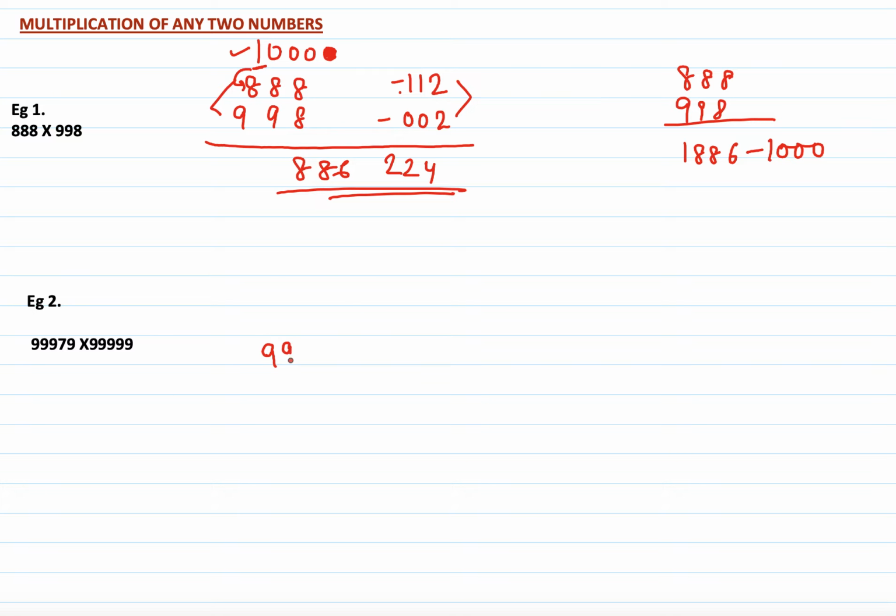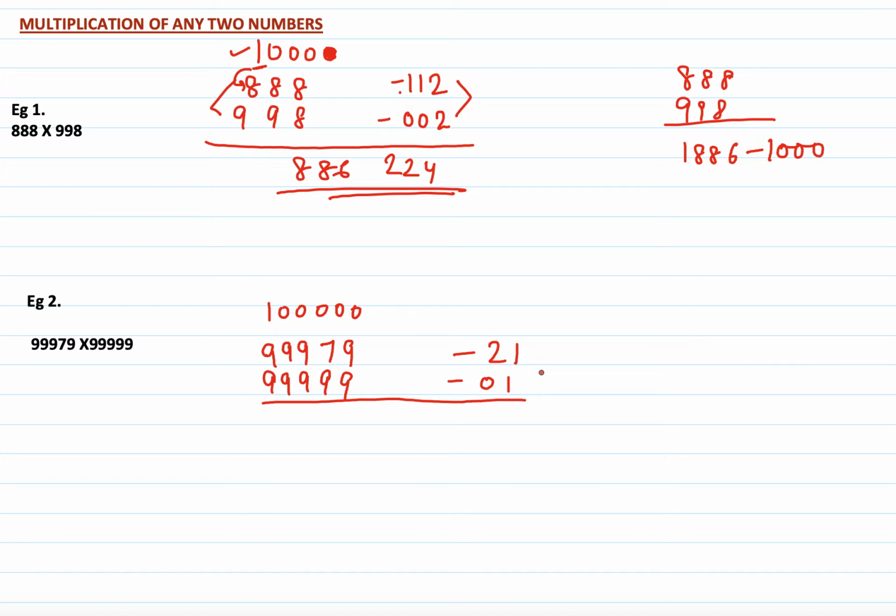So let's start. 99,979 multiplied by 99,999. Check the base. What will the base be? Any ideas? Base will be 1 lakh. Right? So subtract the base from this number. When you subtract, what will you get? You will get minus 21, and here you will get minus 01.